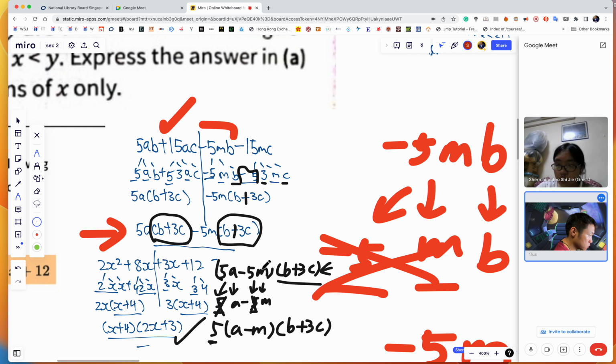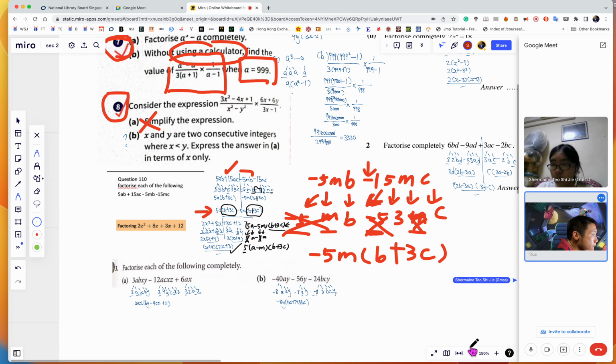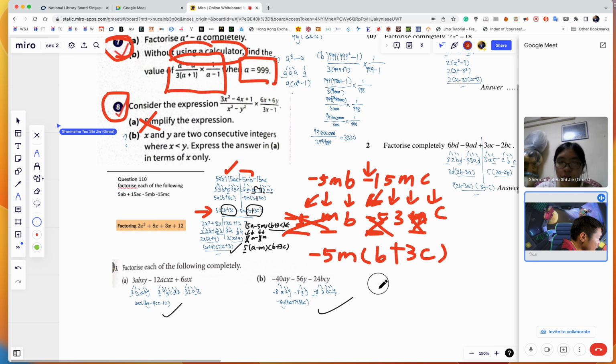Okay, next. Let me zoom up. Hey, this one is correct. Then this one correct. Actually, I prefer to do it this way. Even though your answer is correct, I prefer to do it this way. Do you remember the other way to do this?